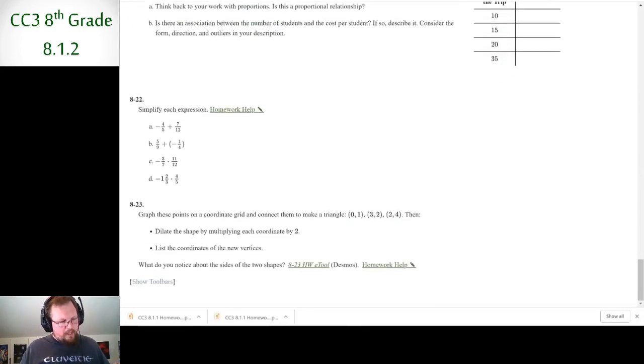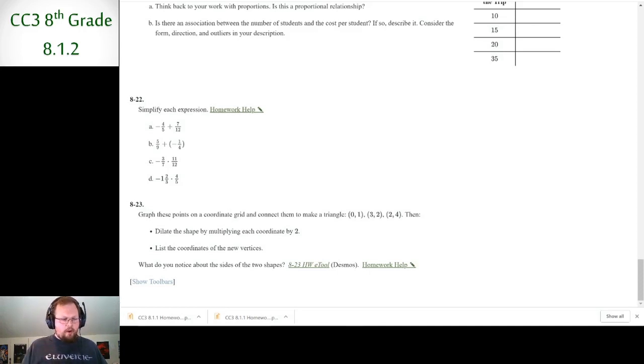This one is to simplify. Remember your fraction rules. And then if you need help on that, come by in office hours. And when you graph it, dilate is to just enlarge or reduce. In this case, it's enlarging. Multiply every number in this problem by 2, and that will give you your new shape.